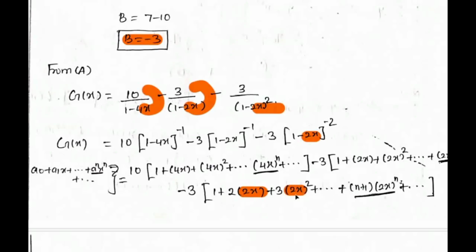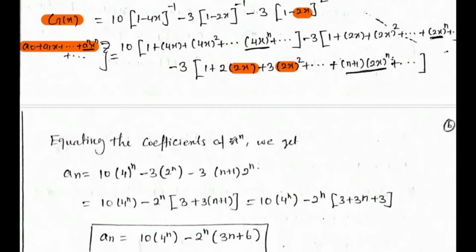What is the nth term? How do we write the nth term? Here the power is 2, so we get 3 into (2x) power 2. If I want to write it for n, what is the next number? n plus 1. So (n plus 1) into x power n. On the left hand side, what is g of x? g of x can be written as a0 plus a1 x plus a2 x square and so on, and the nth term is an into x power n and so on.